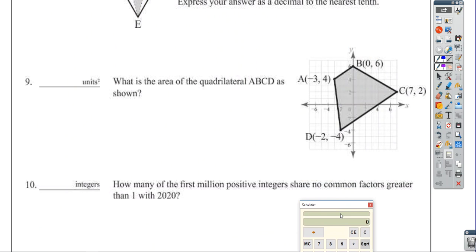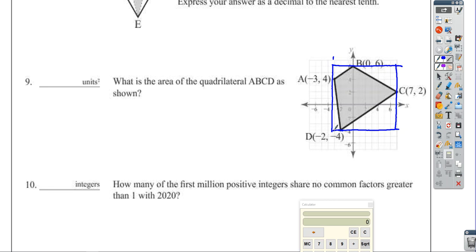All right, so what is the area of quadrilateral ABCD as shown? There are 2 ways you can do this. One is called the shoelace method, which I'm not going to show now, because the easier way is, well, if I just make a rectangle around this object, I can find the area of the whole rectangle and subtract out the areas of the triangles, and voila, I have the answer. So this is actually a really short problem.